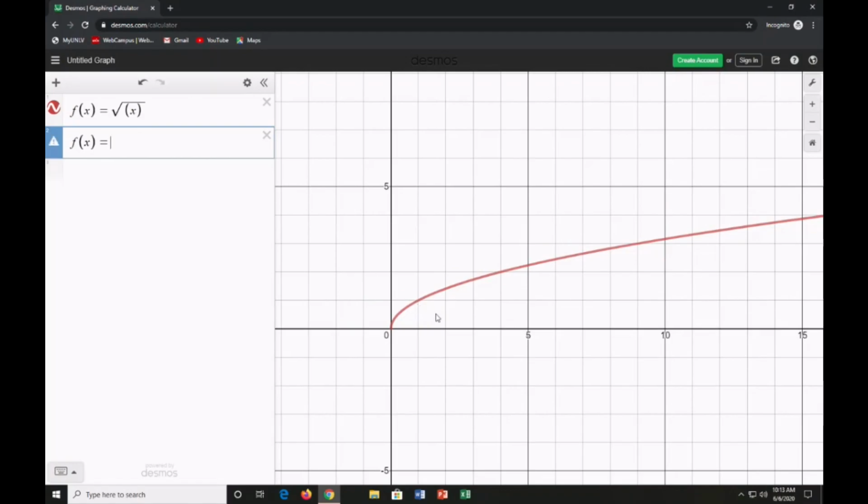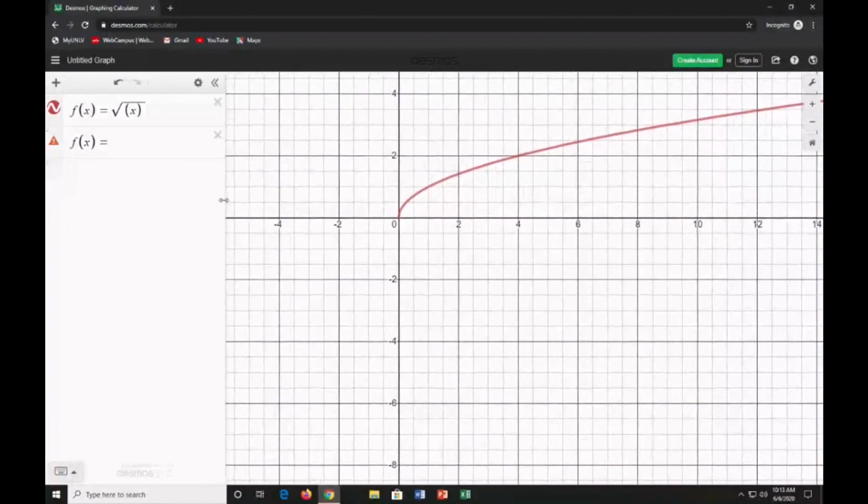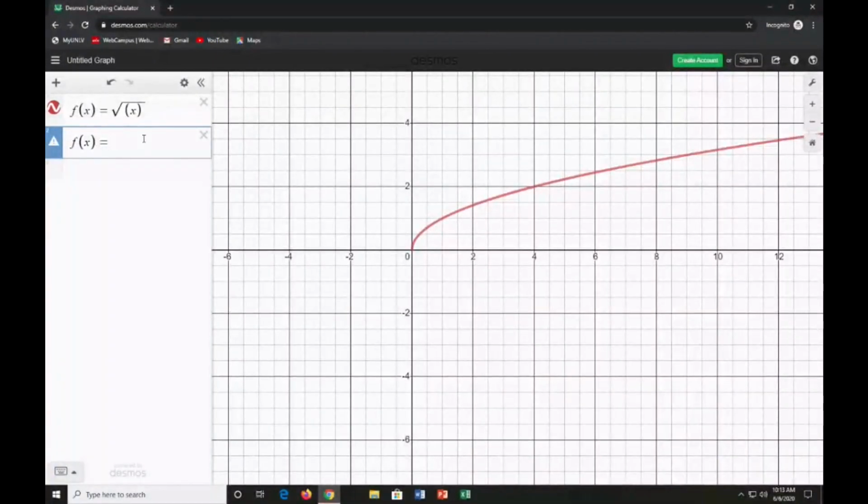Okay, so we already have the original square root function like that. So we want to first put a negative in front of that. So minus square root of x, right? So minus in front of any function will flip the function graph across the x-axis, like this, or reflect the function in the x-axis or across the x-axis.